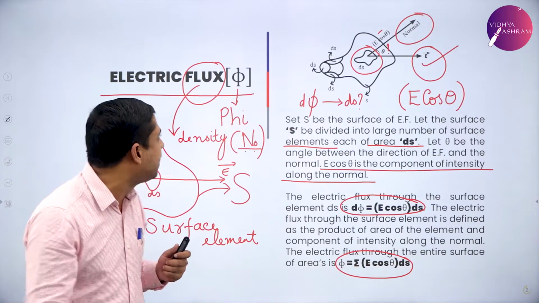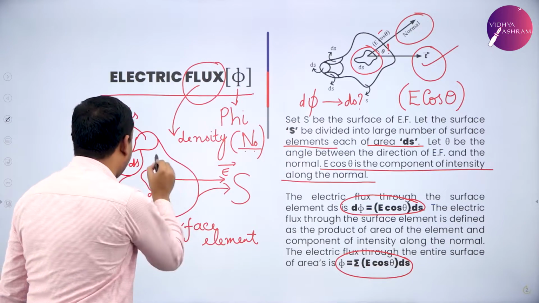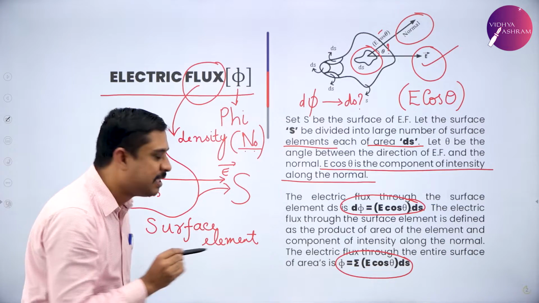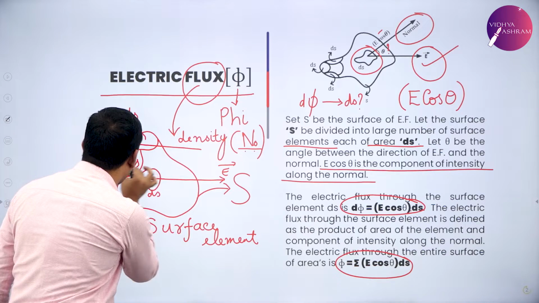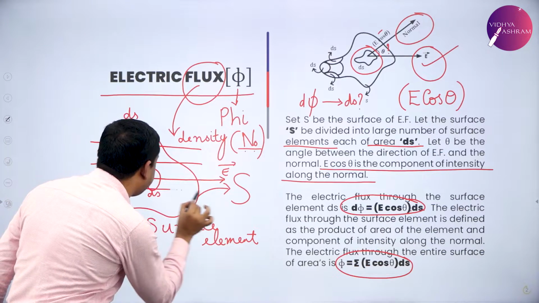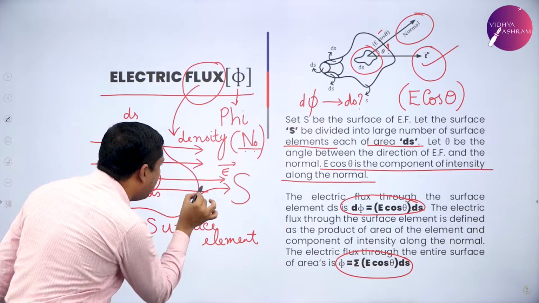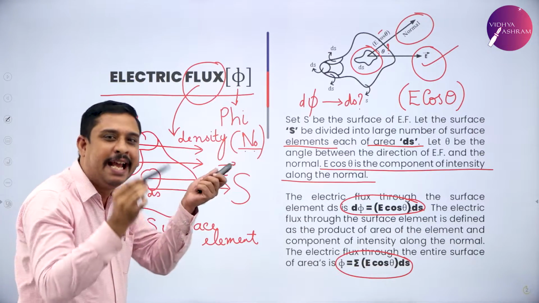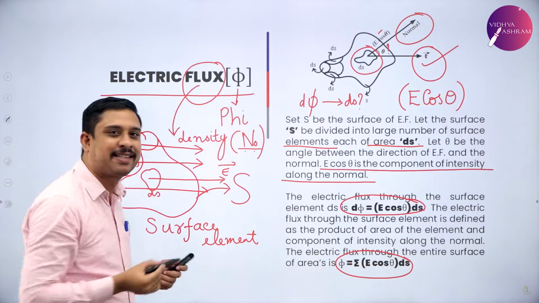Suppose I have considered an electric field. The number of electric field lines passing normally through this field itself is called flux.